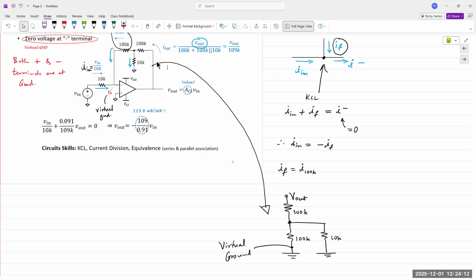So again, total current I that is coming from the output is simply the output voltage divided by the 3 resistors in its pathway. It simplifies the analysis when we apply the concept of virtual ground. And so we can state 100K is in parallel with 10K, which is then in series with 100K. And so we have total REQ as 100K plus 100K in parallel with 10K.